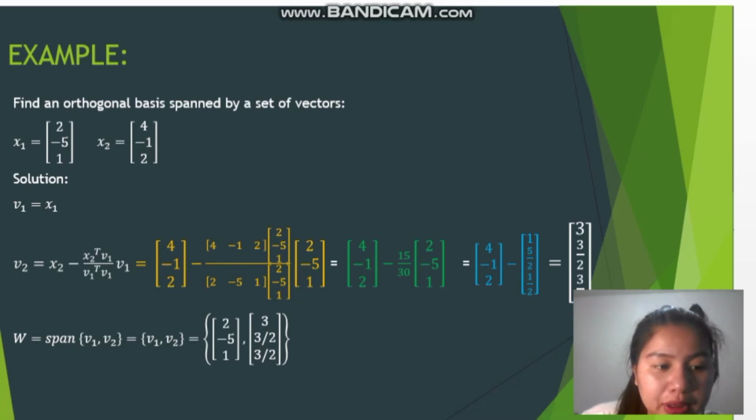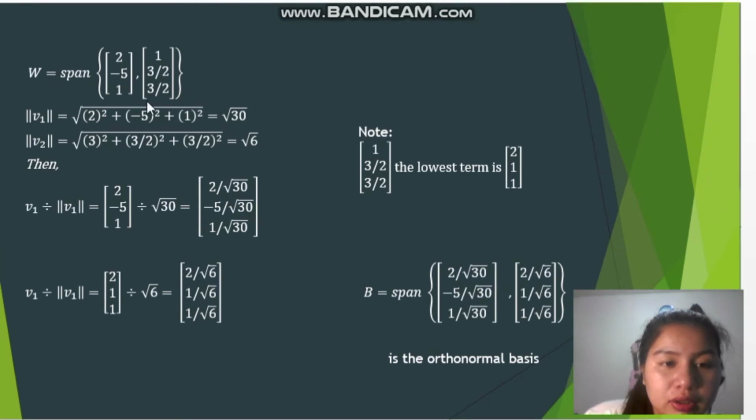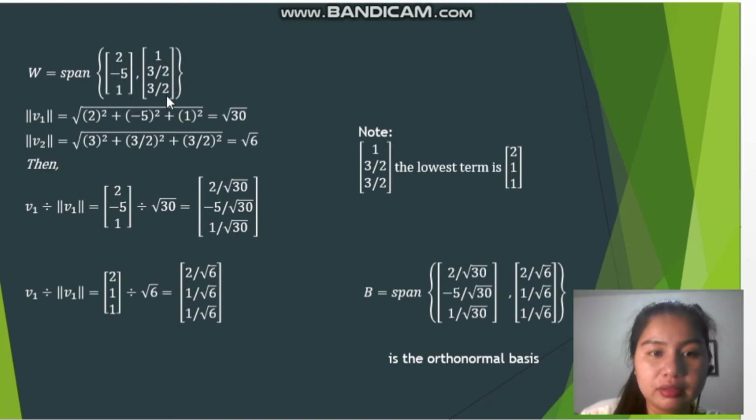So, next, this is not yet the final. We still have a next step. We have, here, I just copied our span from earlier. We have 2, negative 5, and 1. 1, 3 halves, 3 halves. So we will take the norm of v sub 1. Here. When we take the norm, we just apply the formula. 2 squared, negative 5 squared, 1 squared. So, the square root equals square root of 30.